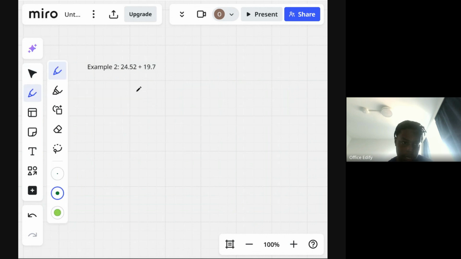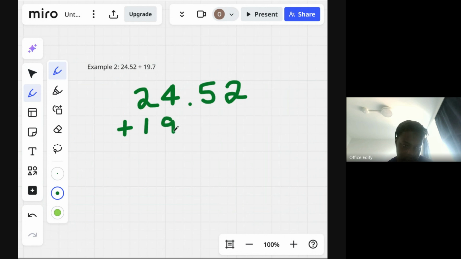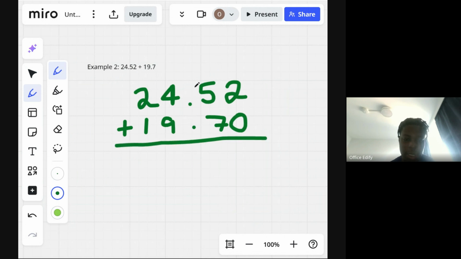So we have 24.52 plus 19.7. In this case, 19.7 doesn't have a hundredth, and we can either leave a gap or write a 0. I personally prefer to add zeros just to make it a bit easier for us. And the key thing is to make sure the decimal points line up. So I'm already going to put a decimal point in my answer.